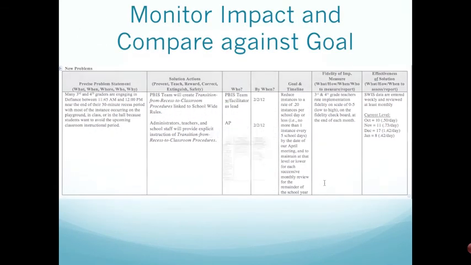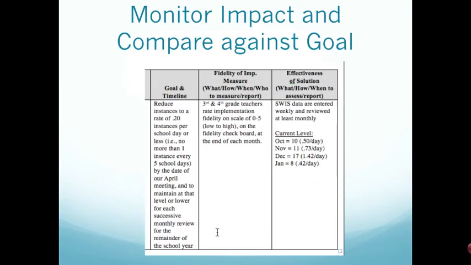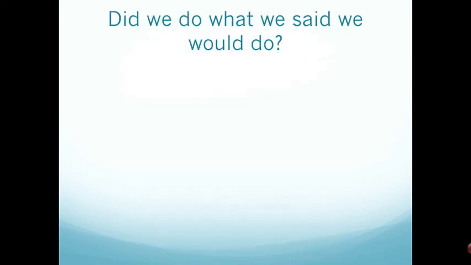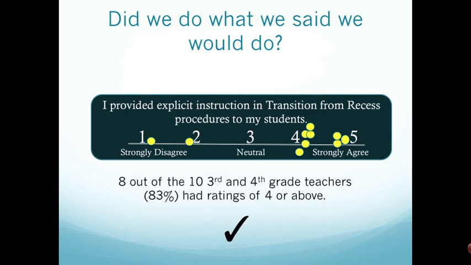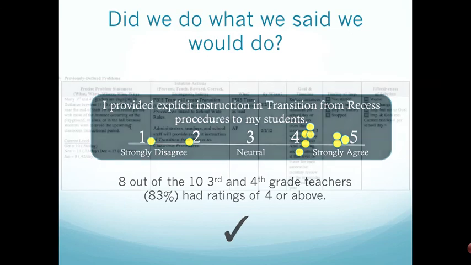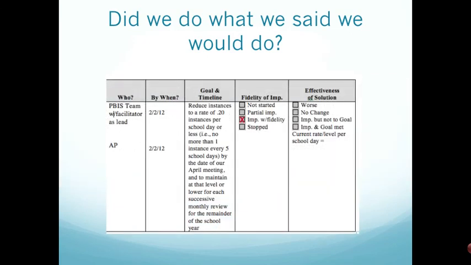Here's an example. Let's take a look at this one. For this, look at the fidelity measures. We said that 3rd and 4th grade teachers were going to rate their implementation on a scale of 0 to 5 from low to high. And it was going to be posted each month on the faculty checkboard, which must be in the lounge. When we look at the big picture of these data, we find that we did implement with fidelity. We go back to our meeting minutes form and we can confidently check implemented with fidelity.